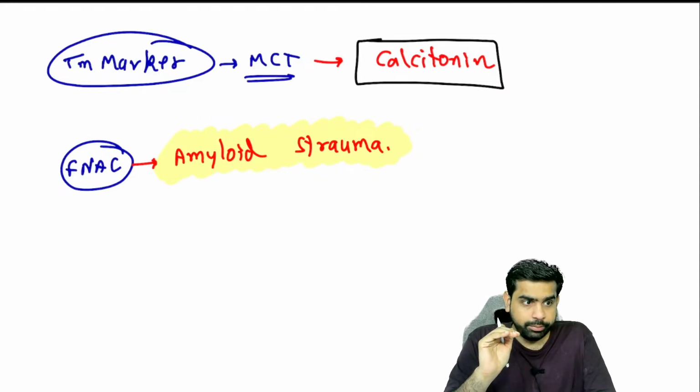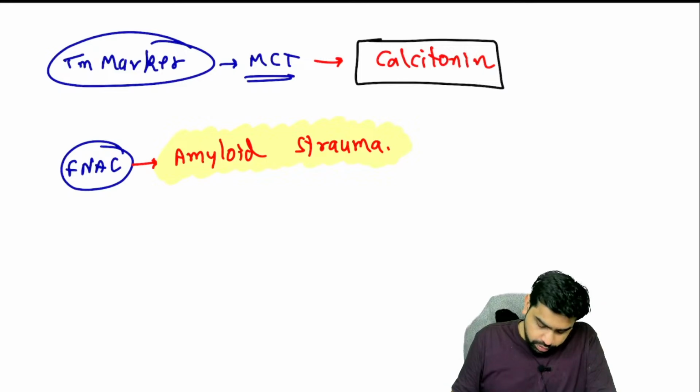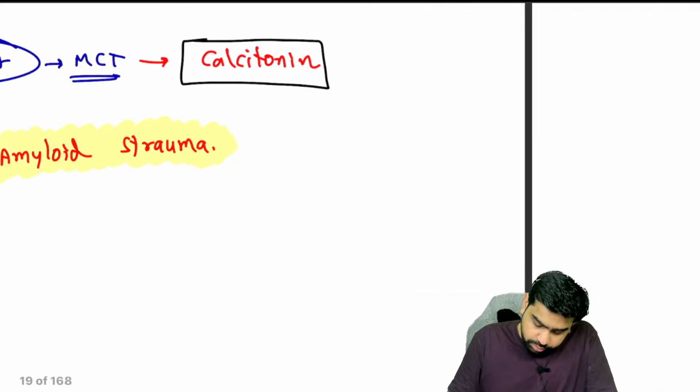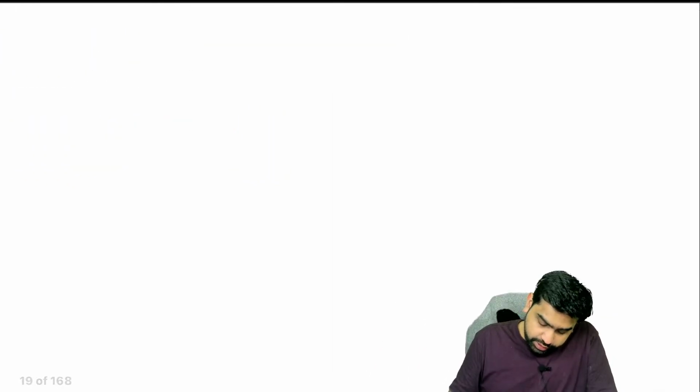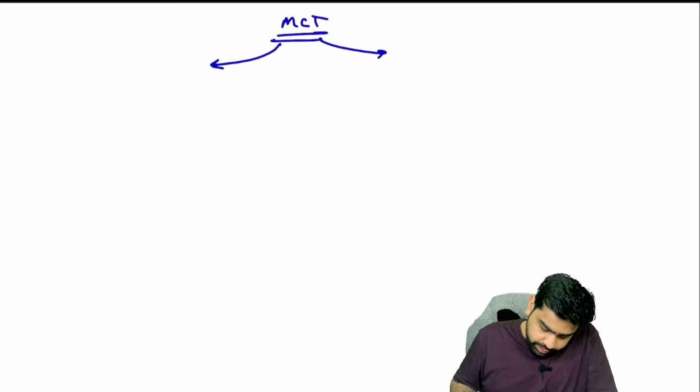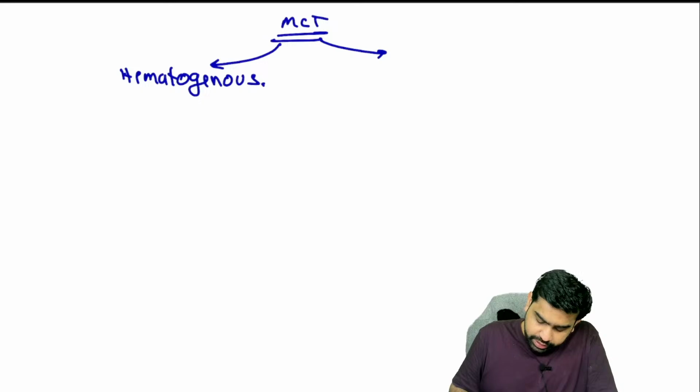Okay, I hope you are able to understand this particular point. Myeloid stroma, medullary carcinoma of thyroid. Then what about the metastasis? What metastasis can happen in the medullary carcinoma of thyroid? In the medullary carcinoma of thyroid, there can be a metastasis via the hematogenous route, or there can be a metastasis via the lymphatic route.